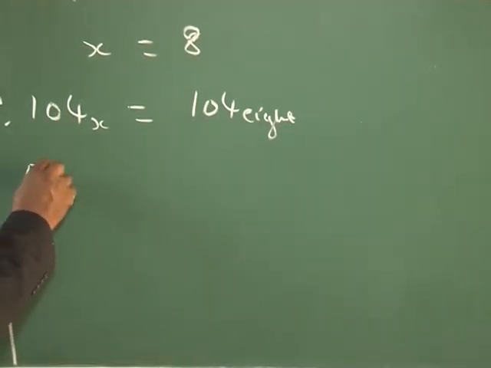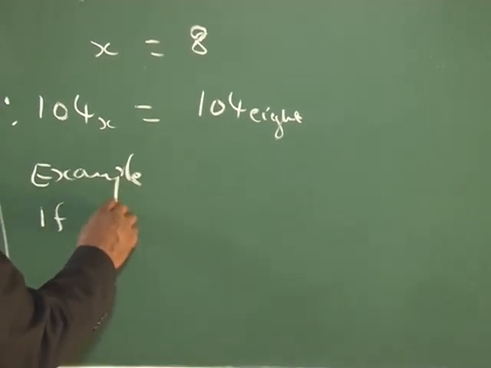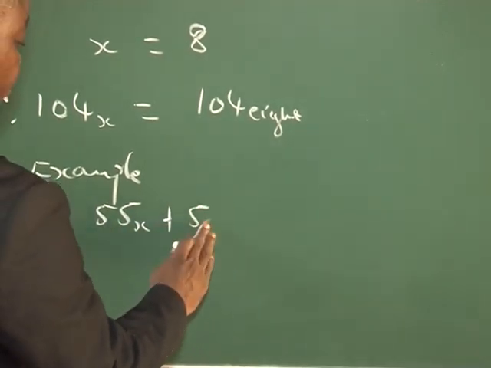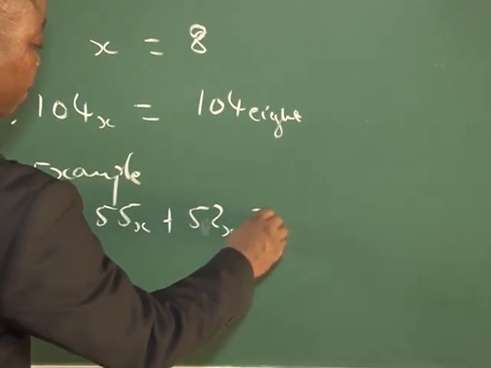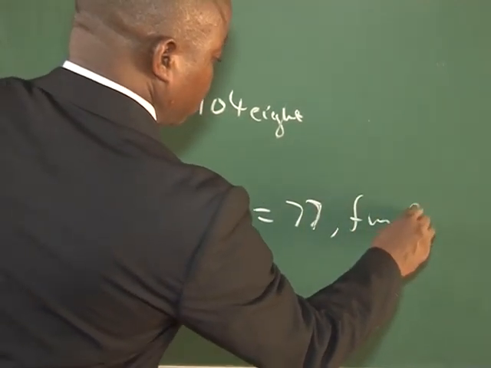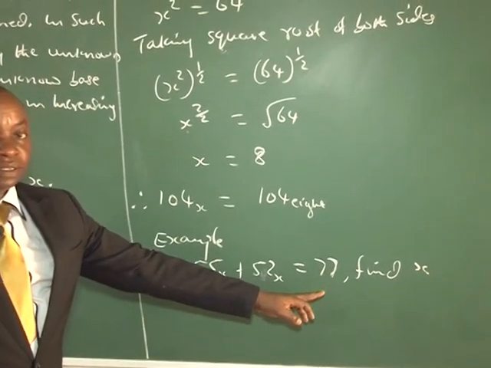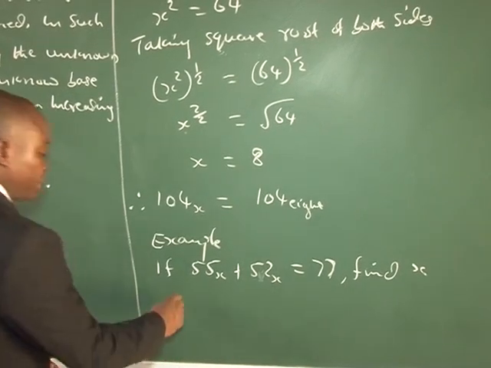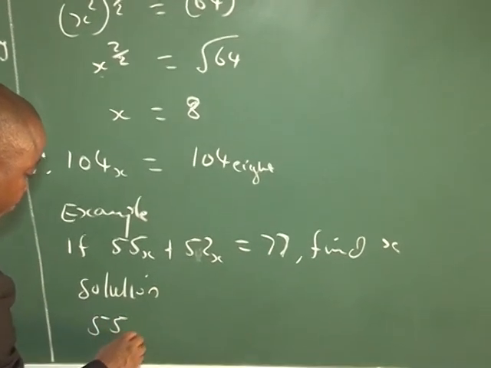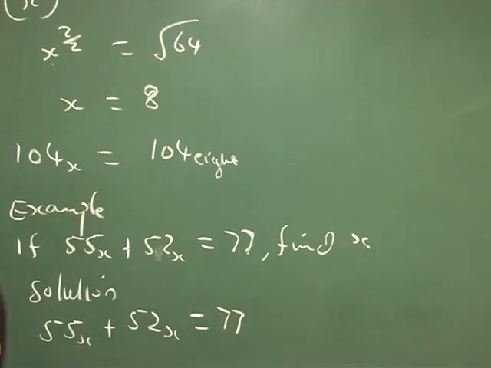Now, another example. If 55 to base x plus 52 to base x equals 77, find x. And we should also know that 77 is to base 10. So we can take the solution in this way. 55 to base x plus 52 to base x equals 77.